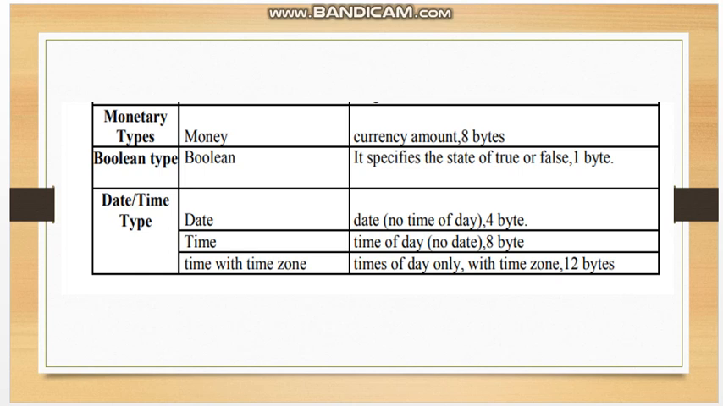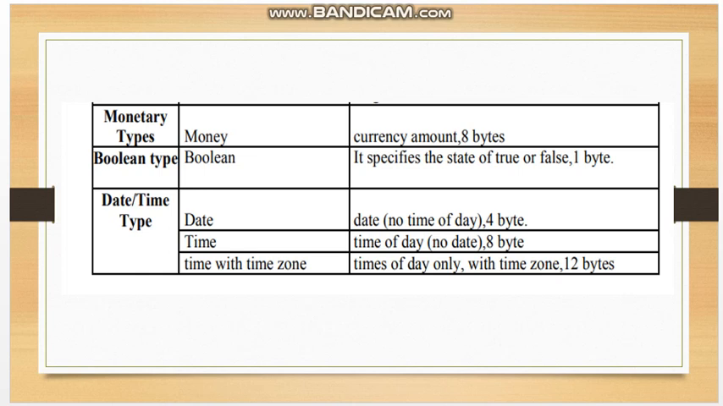Then we have the Boolean data type. The Boolean data type specifies the state of true or false, and it takes only 1 byte. For example, if you have a student's attendance, for attendance we can give the value true or false. True means the student is present, false means the student is not present. So at that time you can specify a Boolean data type for that particular attribute.